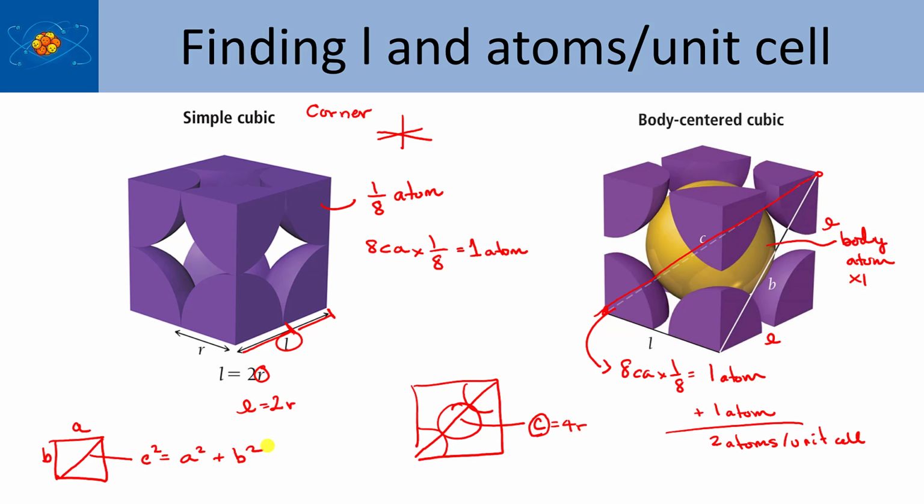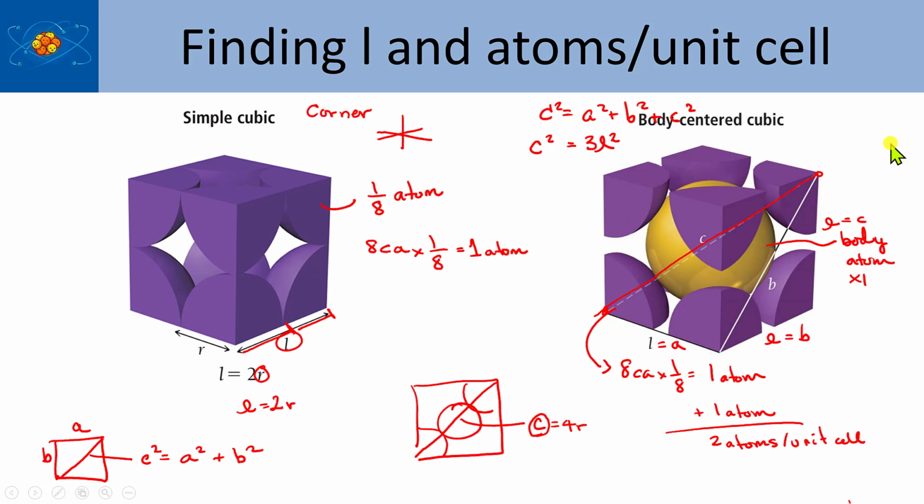In 3 dimensions, it ends up being that C squared will be equal to A squared plus B squared plus C squared. So in terms of sides, L is A, L is B, and this L is C. So what we end up getting is that C squared, that is the diagonal, is equal to 3L squared, because all I have to do is substitute in for A, B, and C the value for L, so then I end up getting 3L squared.